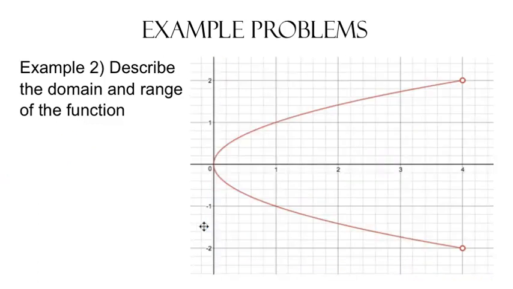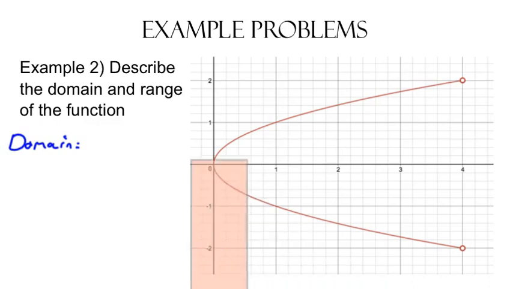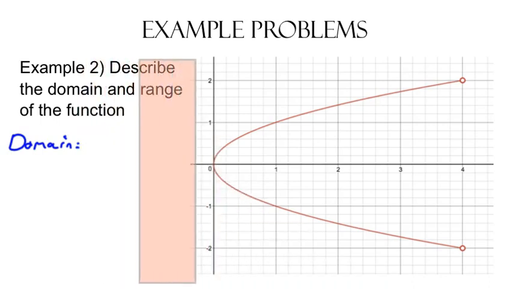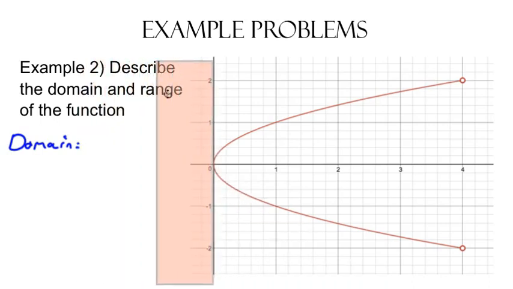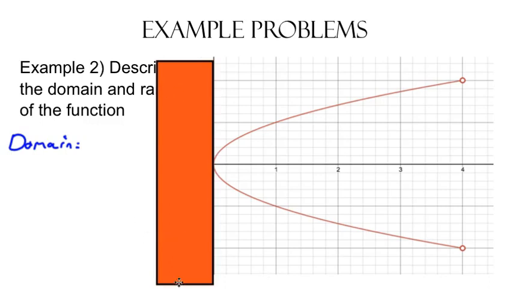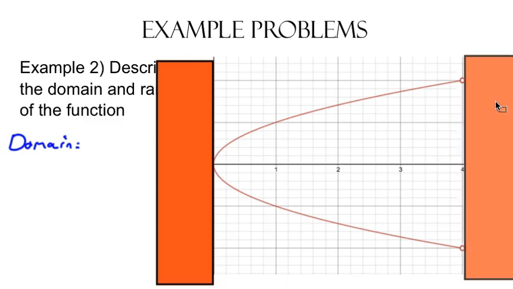Let's take another one. Here I want you to describe the domain and range. Let's look at the domain first. And just as I said before, let's think about this as blocking off from the left side. Run this across until we find our function. Hey, there it starts, or not function in this case. And then over here, where does it stop? Well, it goes until right there.